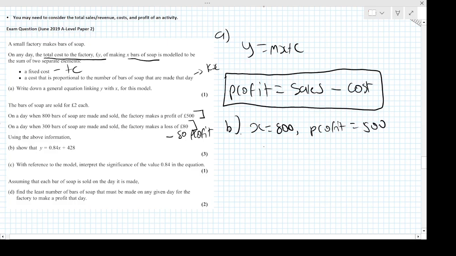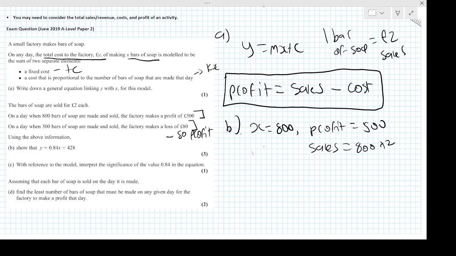The sales aren't given in this sentence, but it's up here. It says the bars of soap are sold for £2 each. So I'll make the note here: one bar of soap equals £2 sales. That means we have 800 bars of soap here, x is 800, so the sales is 800 times 2, which is £1,600.